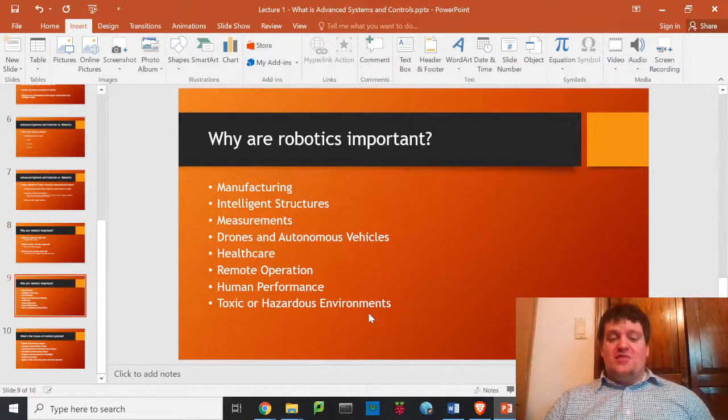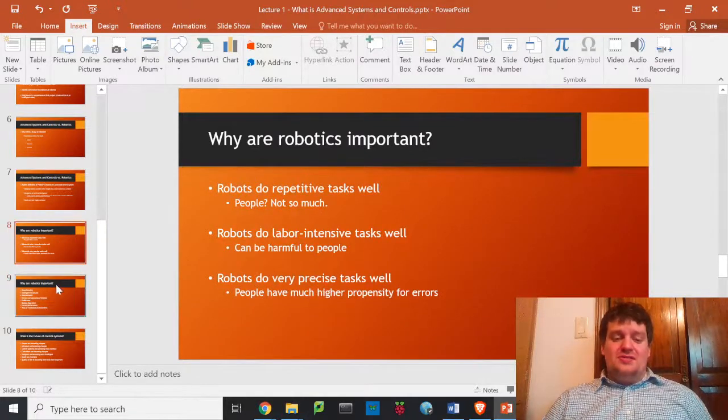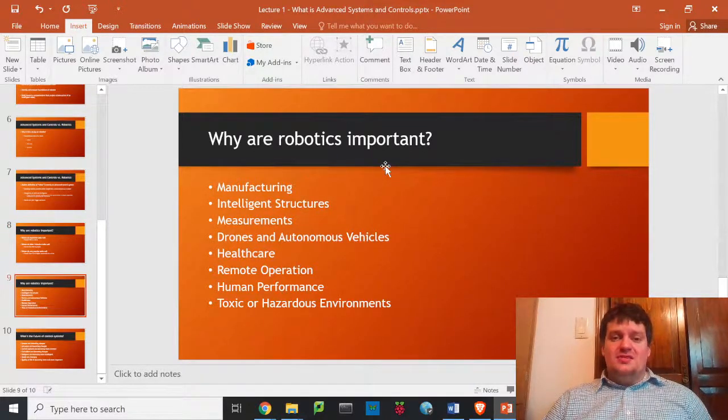This is the kind of environments that robots are currently being put into. There are still other ones that didn't make this list. If you could think of an application that does one of these three things in one of these areas, you could create for yourself a brand new cutting edge robotic system. And that's really where we're at in robotics today.